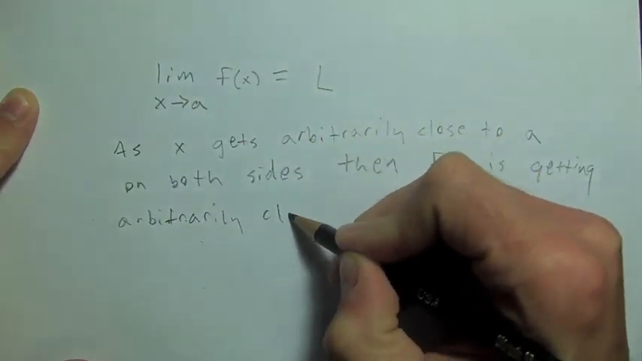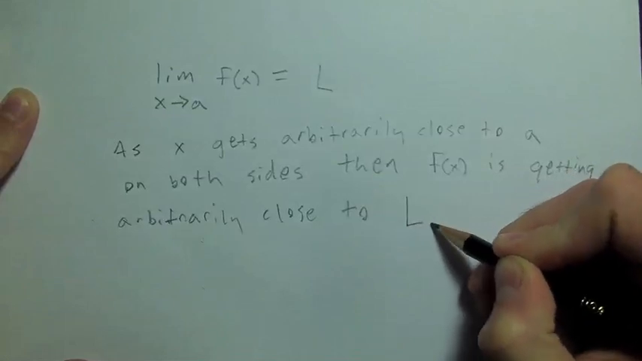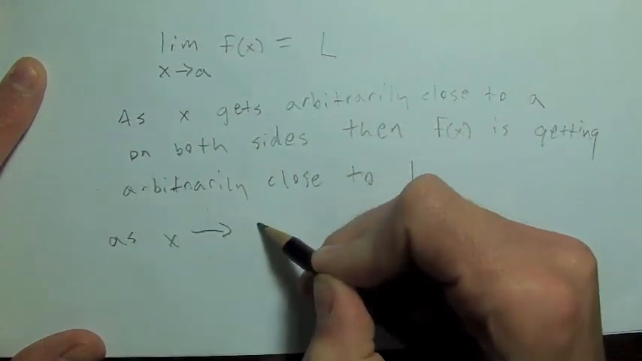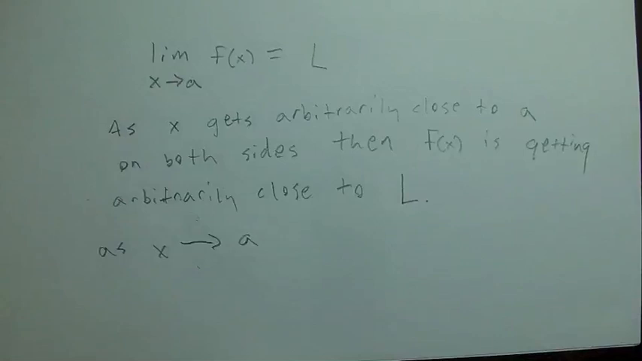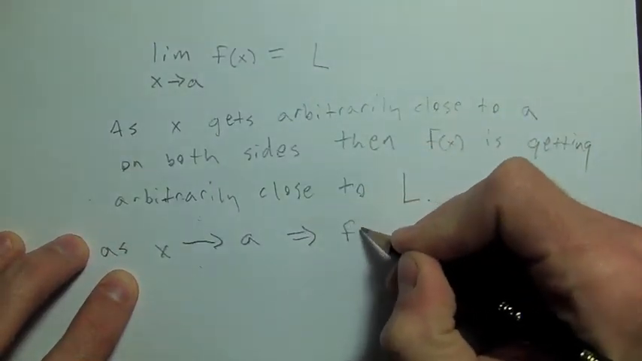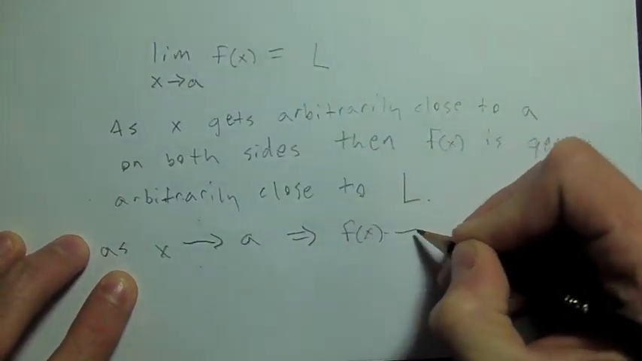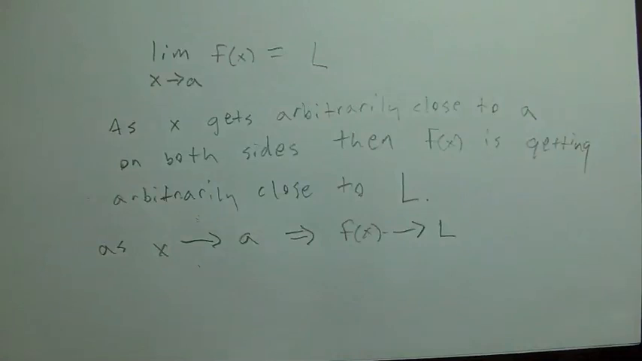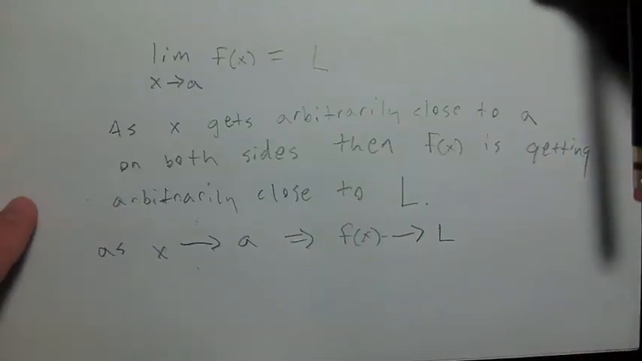to L. So as x gets closer and closer to this value a, at the same time our f of x, or our y's, are getting closer and closer to L. That's what we mean by arbitrarily close: x could get as close as we want to a, and f of x will get super close to L. That's in layman's terms what we mean.